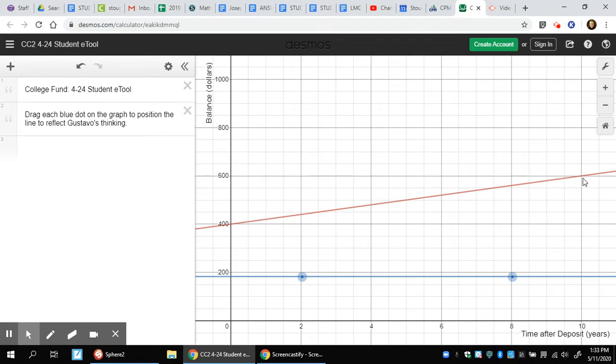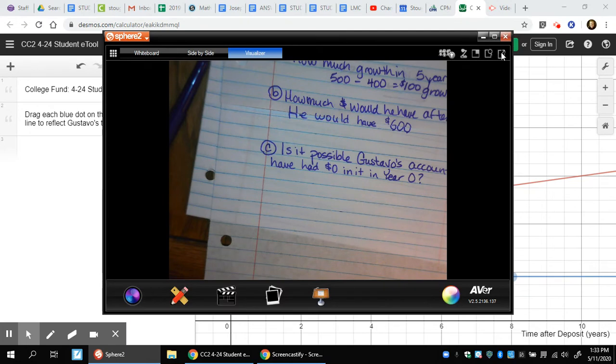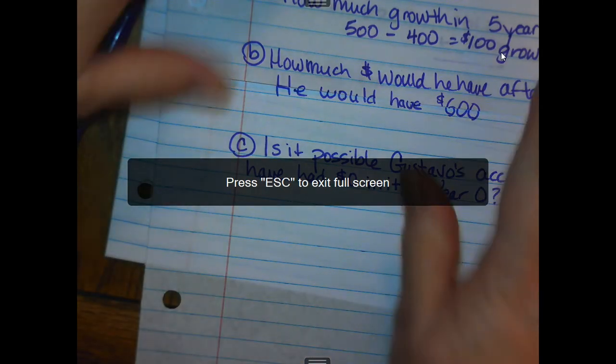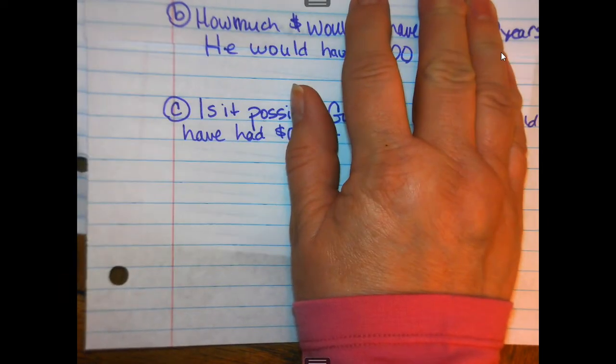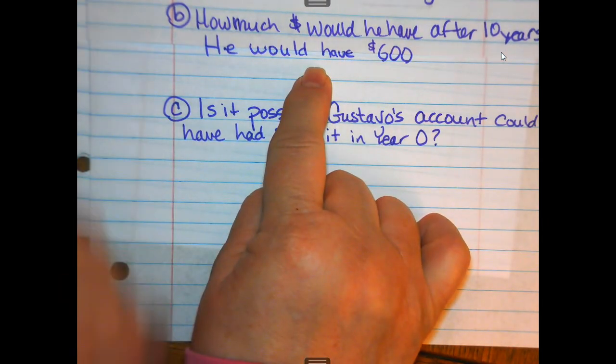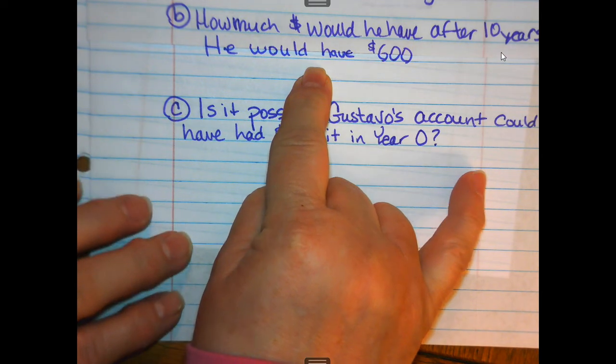And I'm going to show that to you again right now, going back to the dot cam and looking at our information. After 10 years, he would have $600.